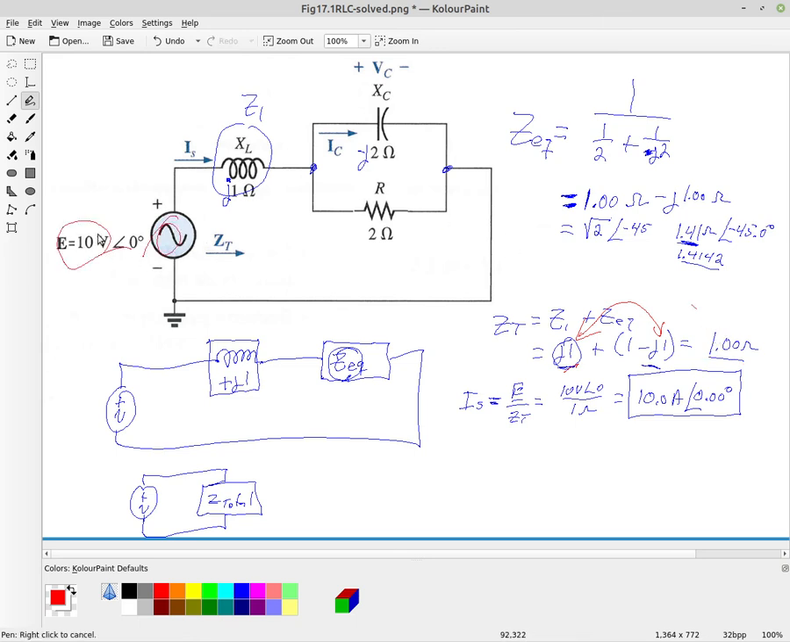So this voltage supply sees nothing but resistance in this circuit, and so that's why there's no phase shift in the current. This voltage supply can't actually tell that there is an inductor and a capacitor in the circuit because these two are matched, and what they're doing is passing energy back and forth.